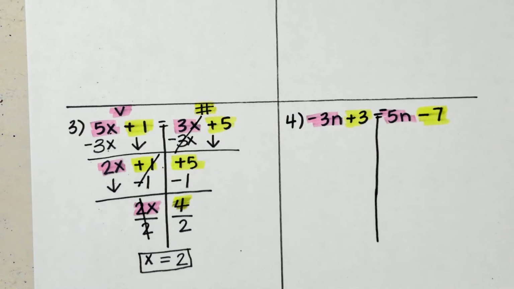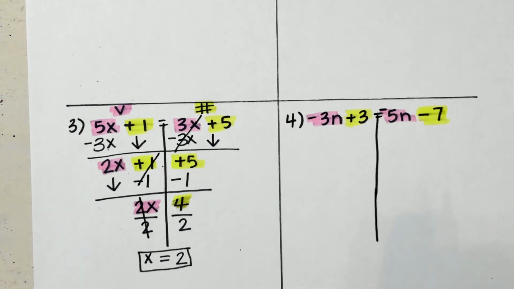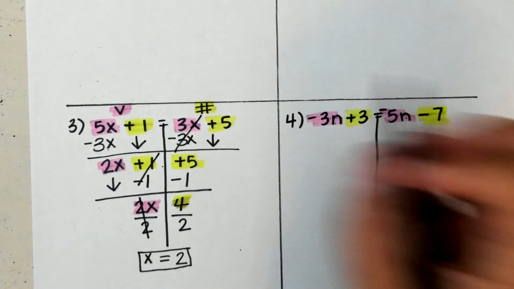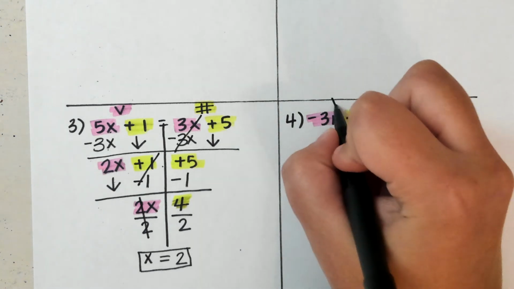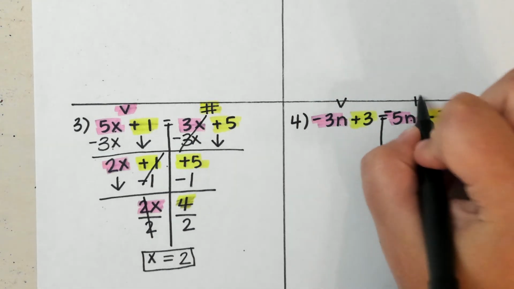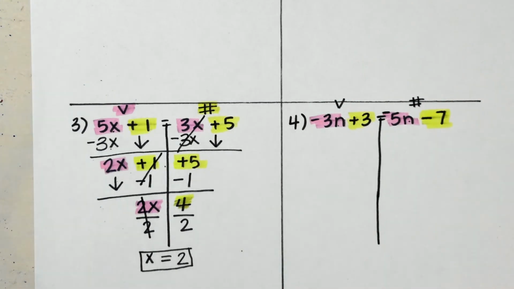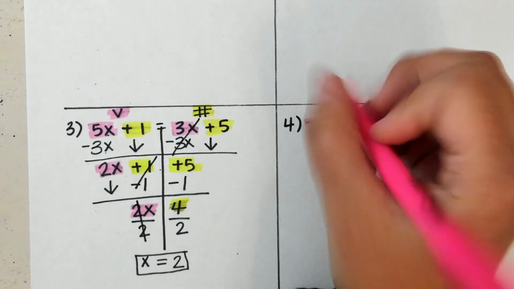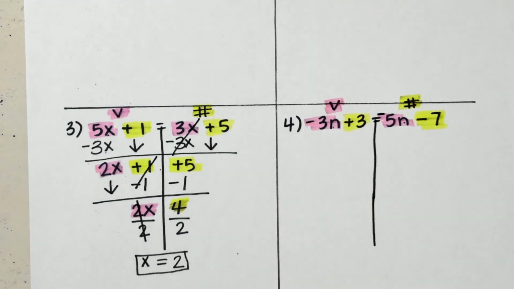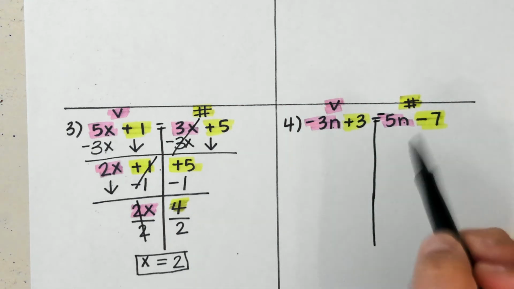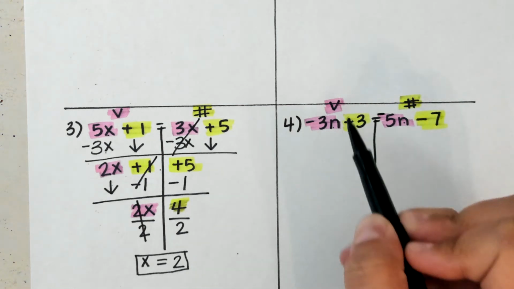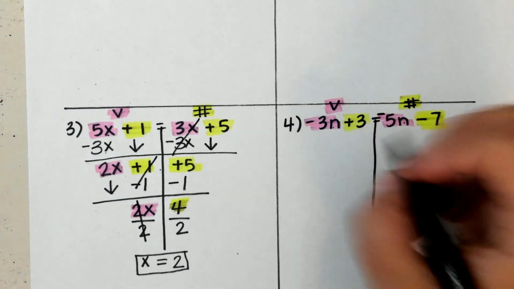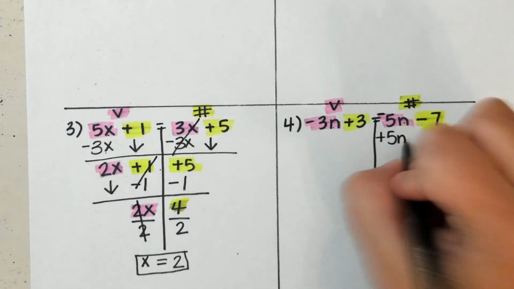Last example, I'm going to label my variable side. So I've got negative 3n and negative 5n. Negative 3n is bigger, so this is my variable side, and this is my number side. So I want to bring my variable from this side over so that it's underneath the variable side. So this is a negative 5n, so the opposite would be a positive 5n.